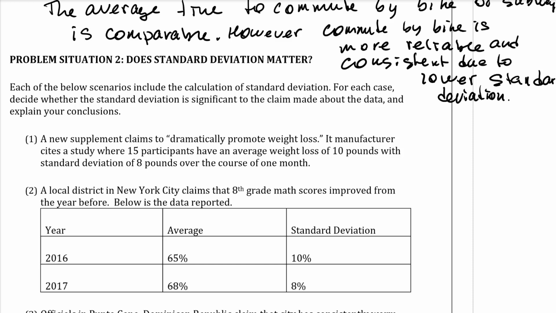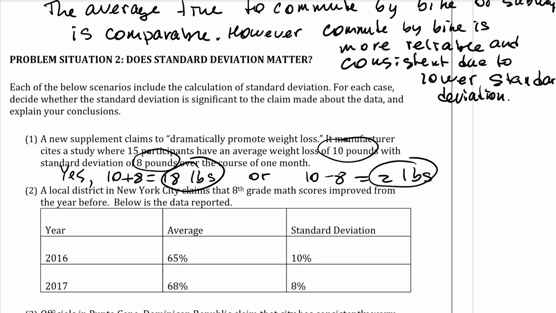Is it an important measure? Yes or no? All right, so let's review. Yes, it's definitely significant. If the standard deviation is 8, that means that a person could potentially lose as high as, what is it? So the standard deviation is 8 and the average loss is 10. So we can have somebody who loses as much as 18 pounds, or as few as only 2 pounds. So there's a big variability range.